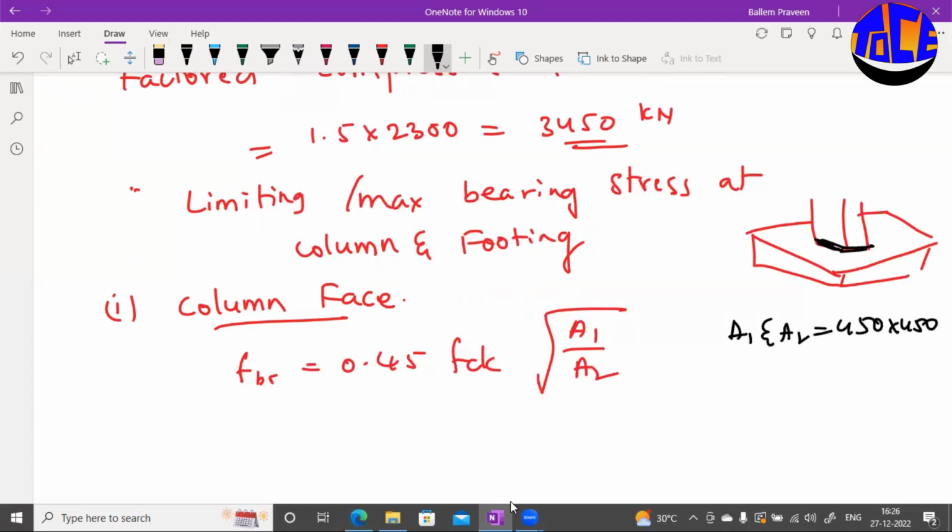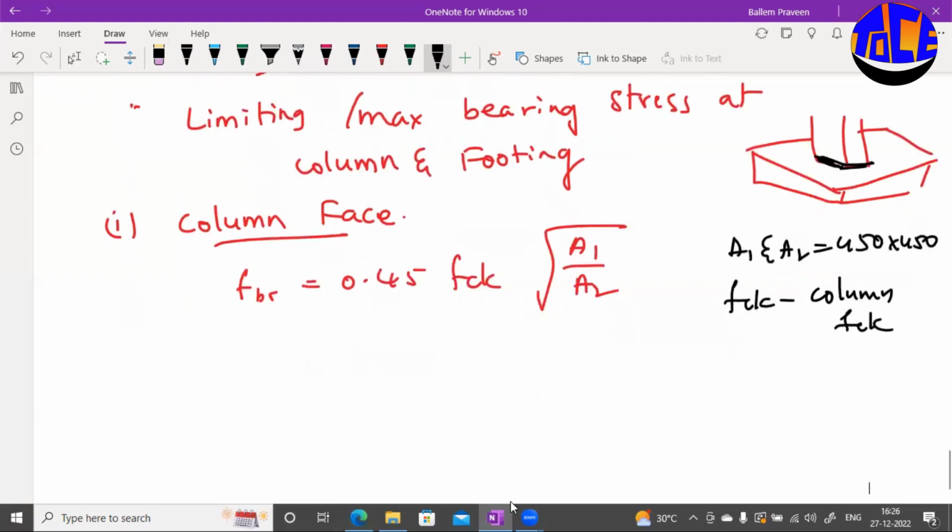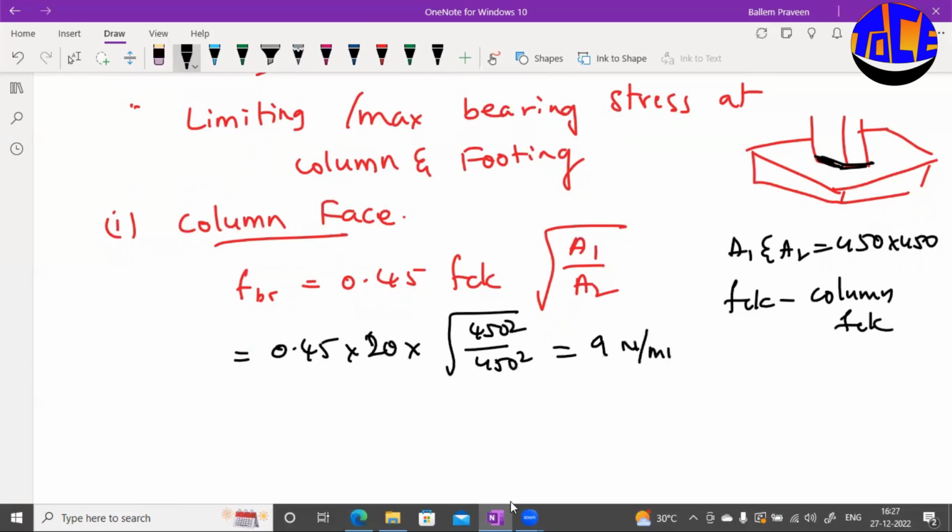Okay, so because we are considering just below the column face, this FSC is your column FSC, remember, not footing. Here he has not mentioned whether it is column or footing. So let us take M20 for the column as well. Let us take M20 for both column and footing. So it will be 0.45 FCK into under root 450 square by 450 square, so it will be around 9 Newton per mm square.